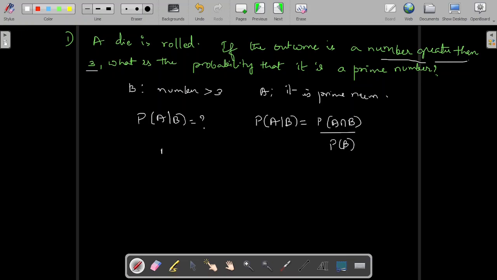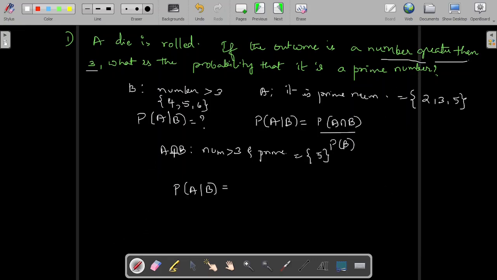So now we want A intersection B. What is A intersection B? The number should be greater than 3 and it should be a prime number. So which outcomes will satisfy this? Here number greater than 3 means 4, 5, 6. A, a prime number, means 2, 3, 5. Now, out of these two, what is the common outcome? That is nothing but 5. Number greater than 3 and a prime number, that is 5. Now, you find the probability.